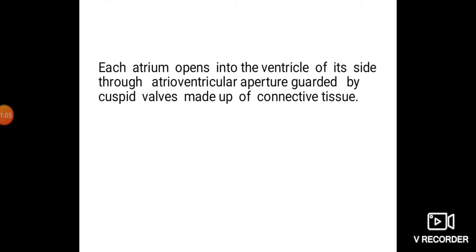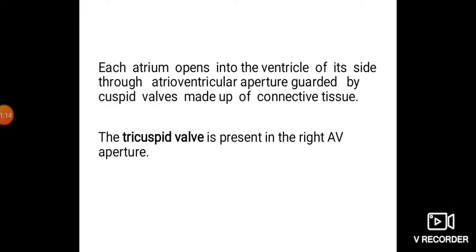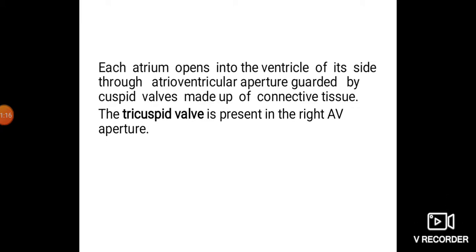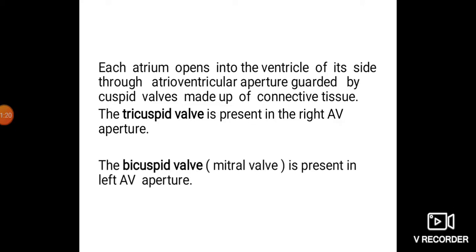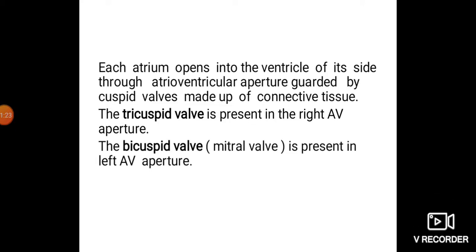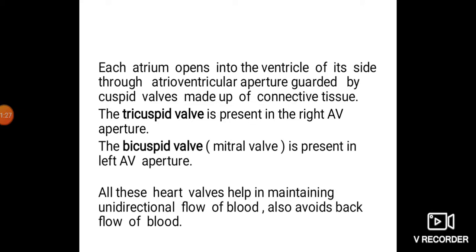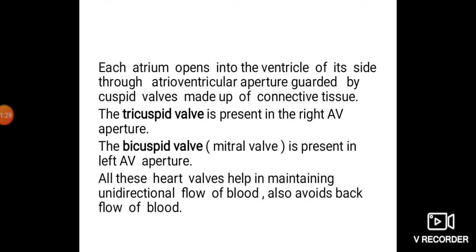Each atrium opens into the ventricle of its side through an atrioventricular aperture guarded by cuspid valves made up of connective tissue. The tricuspid valve is present in the right atrioventricular aperture. The bicuspid valve guards the left atrioventricular aperture. These valves help in maintaining unidirectional flow of blood and also avoid backflow of the blood.